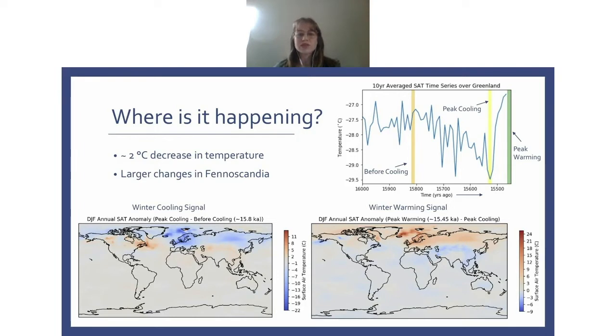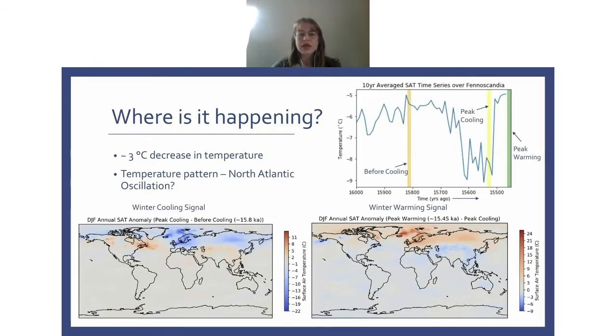So I wanted to further investigate the seasonality and the magnitude of the cooling and the warming. From now on, I will focus on the winter signals because that was the largest signal for surface air temperature. As far as the magnitude goes, I've taken 10-year means before cooling for the orange line, peak cooling, the yellow line, and the green line at peak warming, and then calculated anomalies between these to get the magnitude. The color map in the bottom left is the cooling signal. You can see that originally I was focused on Greenland, but a majority of the cooling seems to actually be occurring around Northern Europe and the Nordic Seas, or Fennoscandia. And for the warming signal, kind of the opposite, but again, a strong signal around Northern Europe and Fennoscandia.